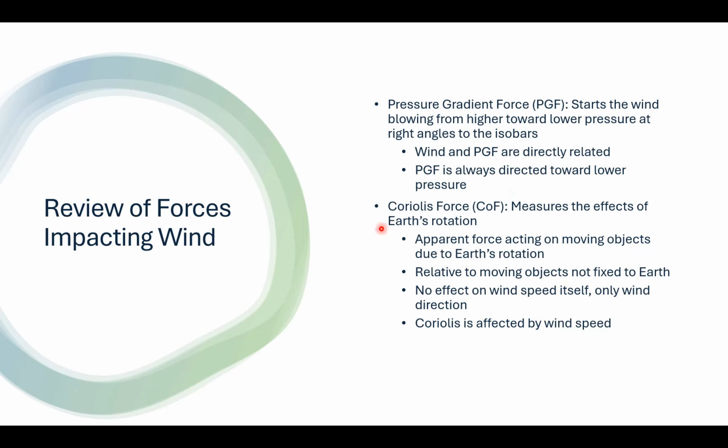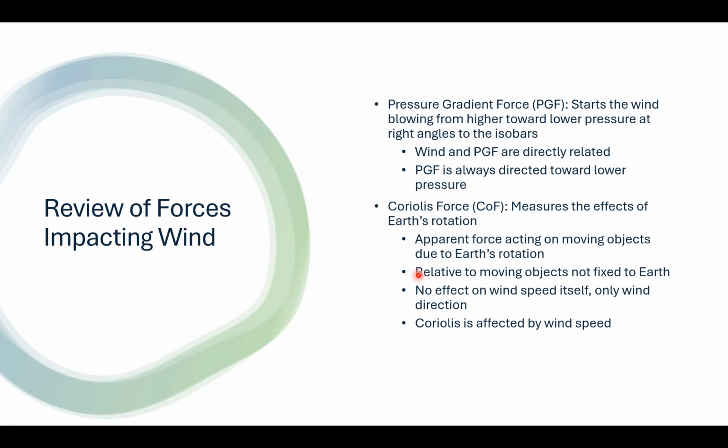Another force we examined in a previous training video is the Coriolis force, and you'll see it abbreviated with the letters COF. Now, the Coriolis force measures the effects of Earth's rotation, and it's an apparent force which acts on moving objects due to the Earth's rotation, and it's generally considered to be relative to moving objects not fixed to the Earth. So anything not fixed to Earth, let's say an air parcel is on a specific path or trajectory above the rotating Earth beneath it, this is going to result in a deflection of the air parcel to the right of its intended path.